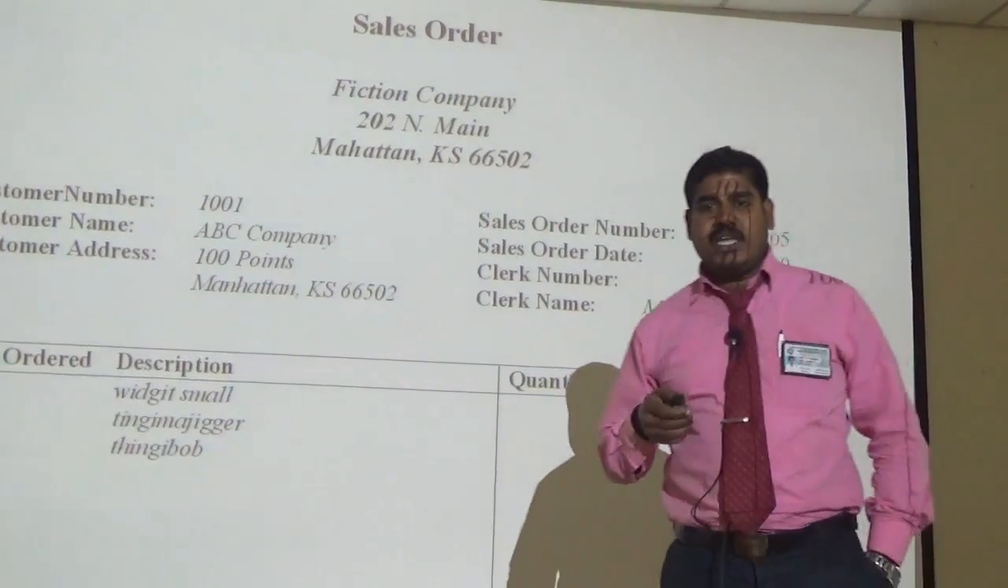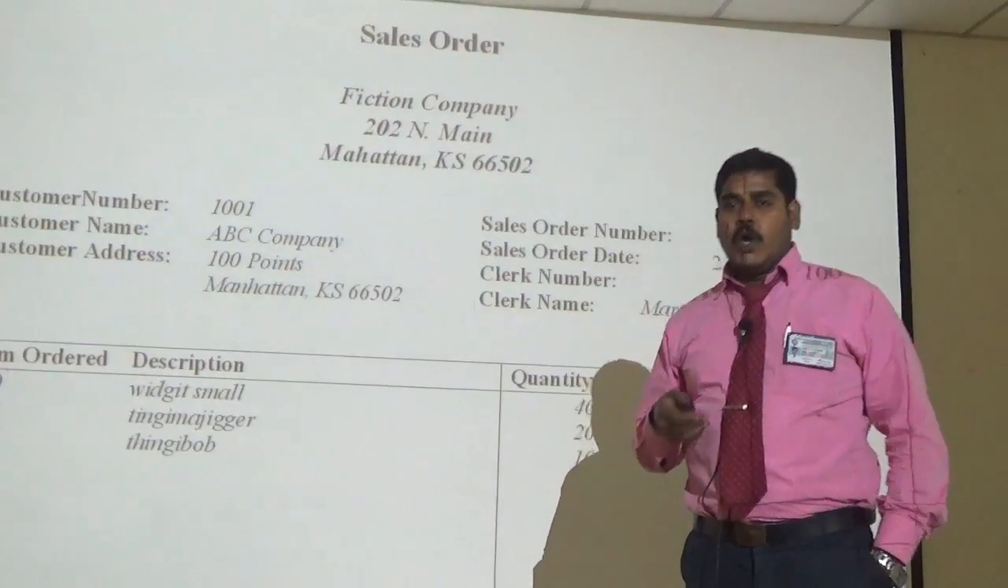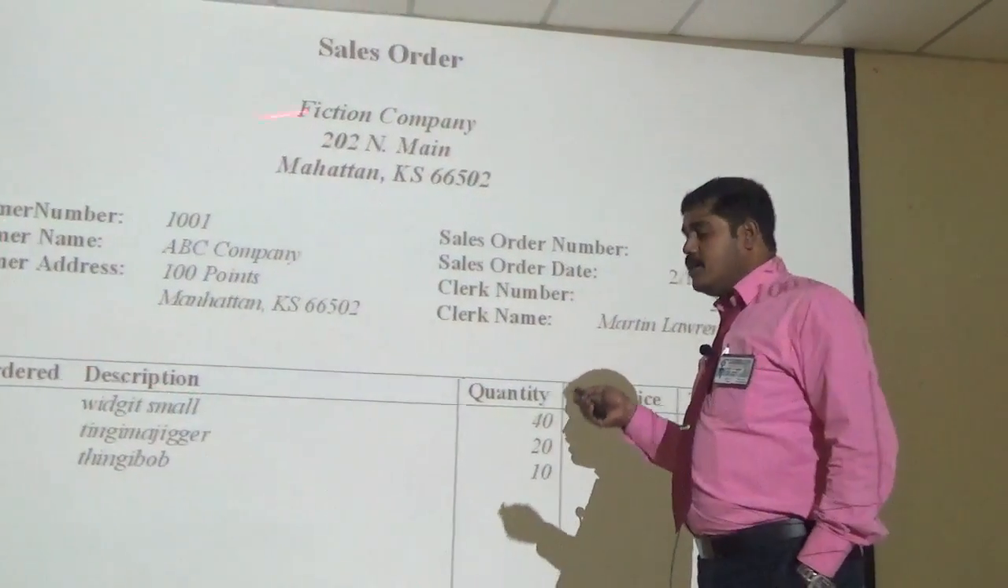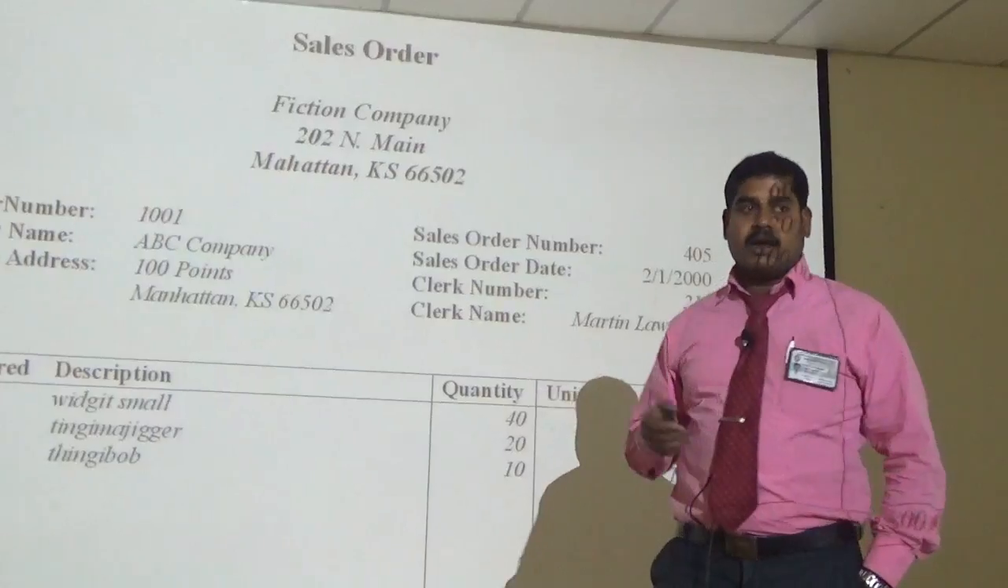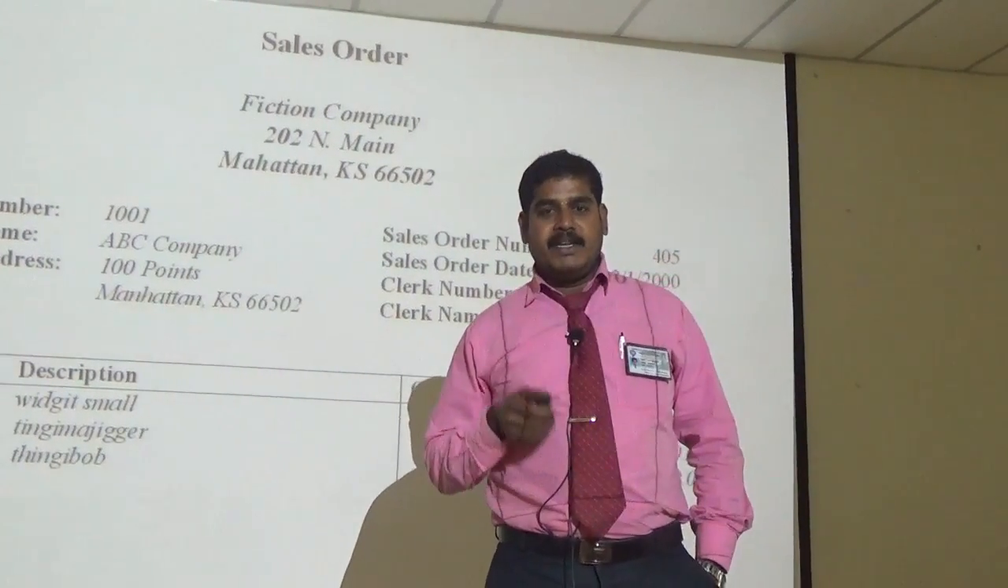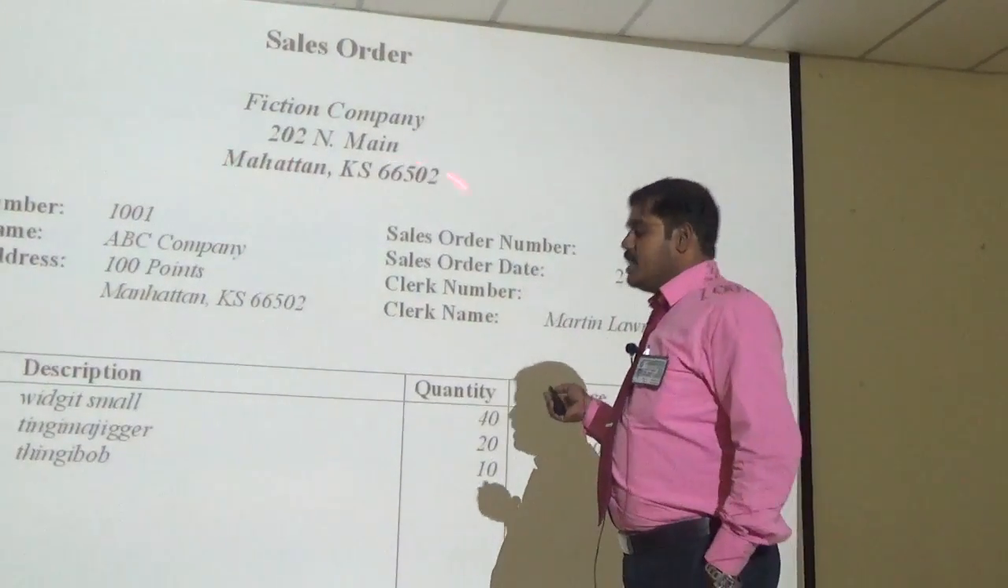If we look at these three records we inserted, we can see this header part is repeatedly coming 3 times for all the 3 records. So we have to avoid the repeated header part. That's going to be the first normal form.